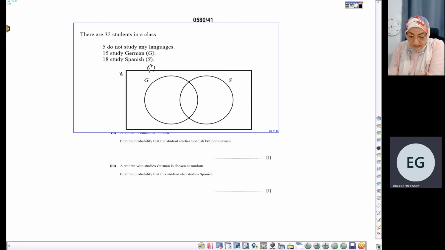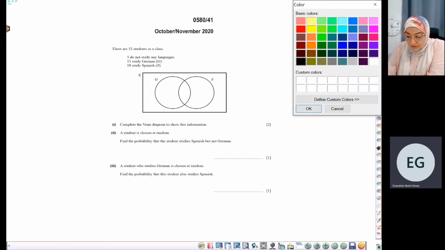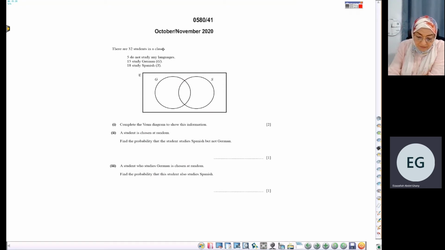18 study Spanish. It means the whole Spanish area. You should divide the 18 here. Shall I divide them equally? Of course not. The problem is I don't know how many students in the middle. How many students are common? So the first thing, I write it here. 32 students in the class. Number of students in the universal set is 32.